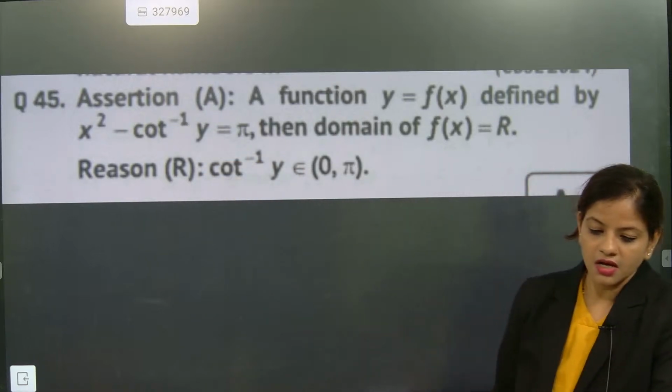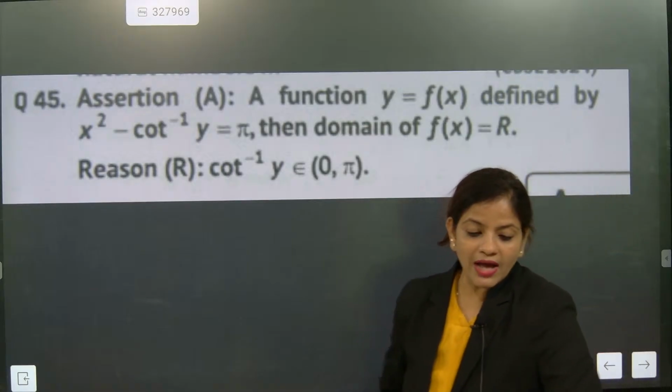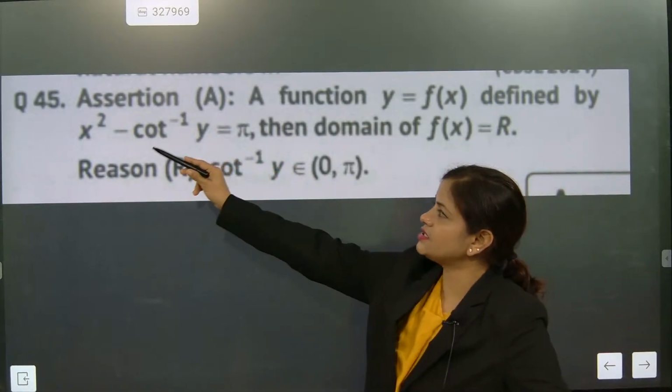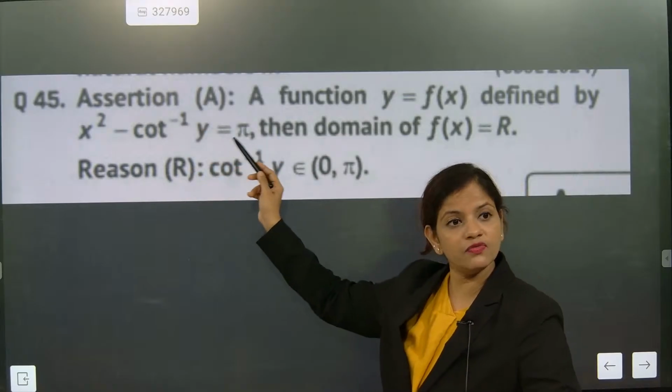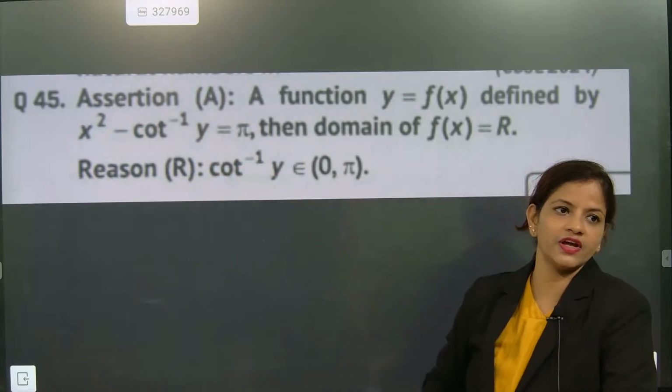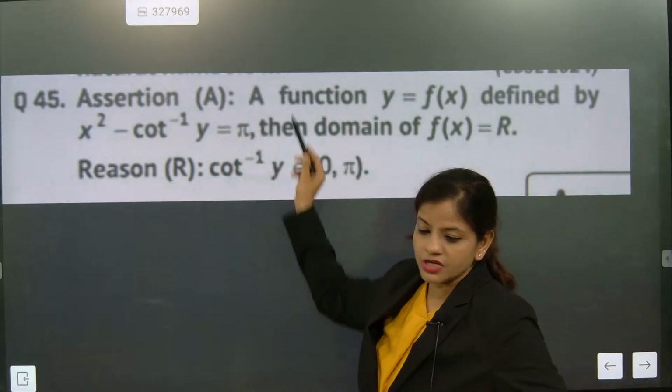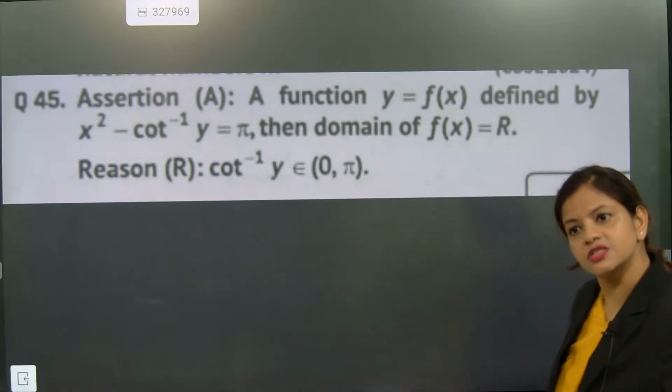Absolutely correct. Are you understanding? So where pi becomes x square minus x, x minus cot pi, we can understand. x square minus cot inverse y is equal to pi is not defined. So definitely the assertion is wrong. Reason is true.